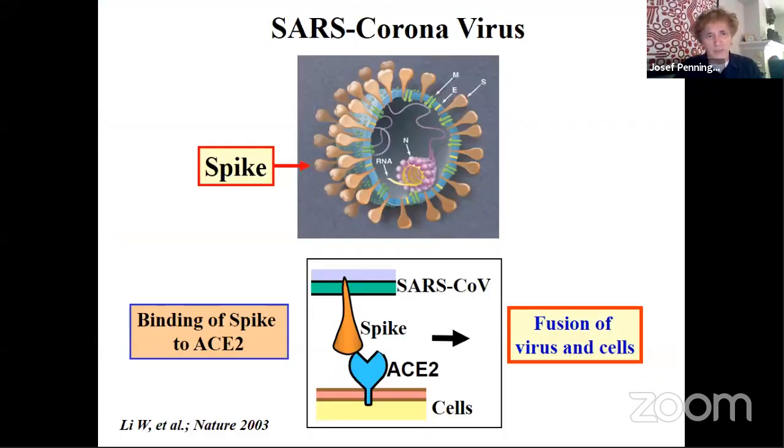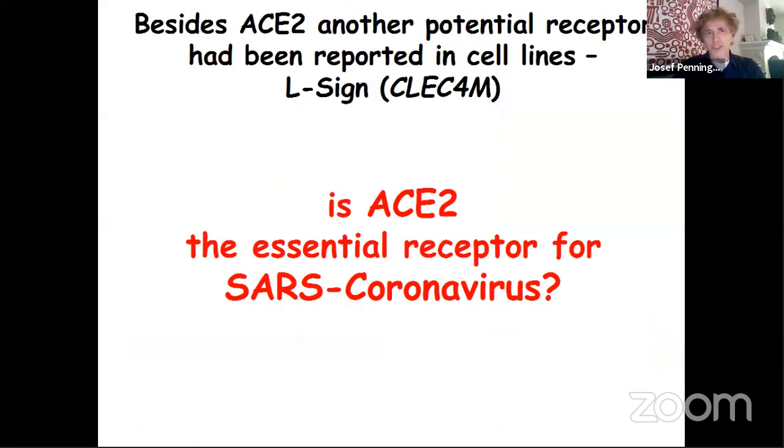And then we were surprised by a paper from Mike Farzan in Nature, where he published that the coronavirus would use ACE2 as its entry point. Stefan and Darcy have already pointed this out. Initially, there were other receptors proposed, in particular lectins, because the spike proteins are heavily glycosylated. So the question was really, is ACE2 the essential receptor for the SARS coronavirus in vivo?